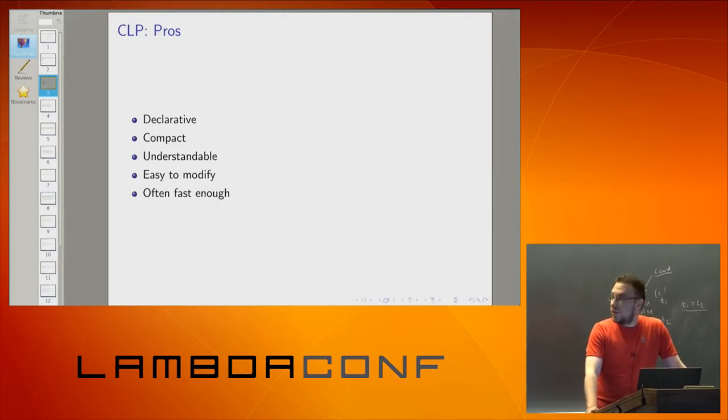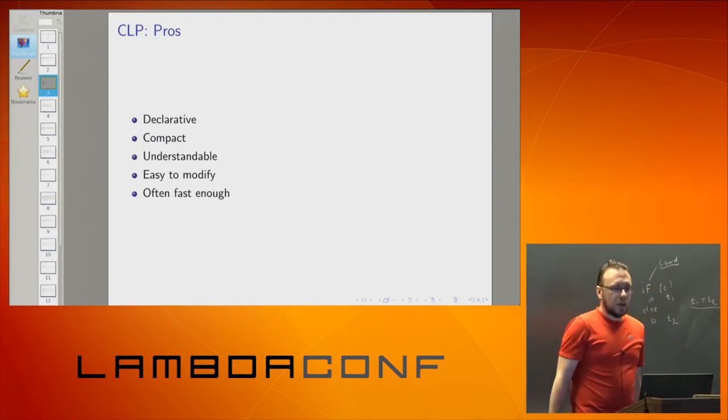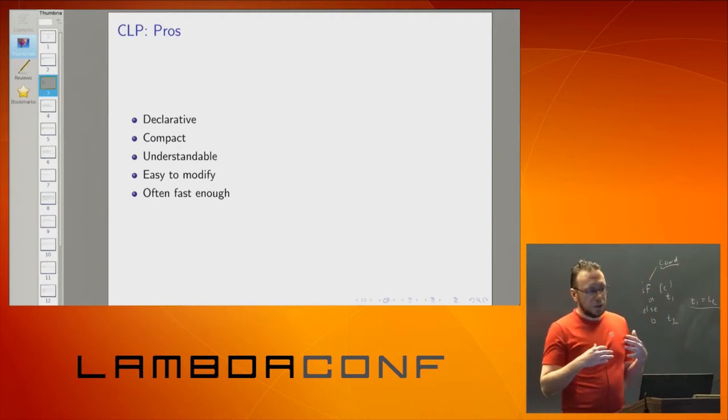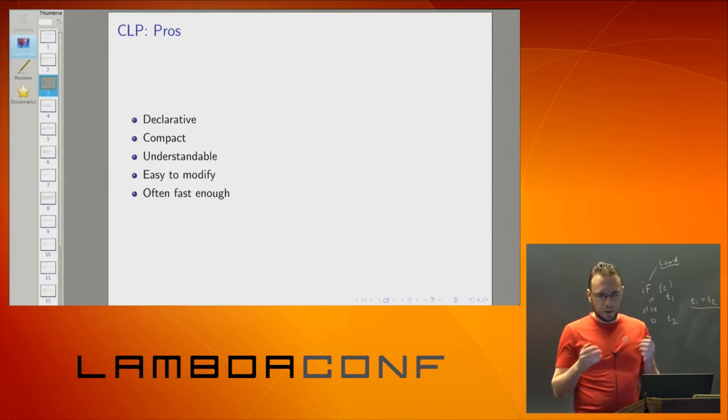And often it's fast enough. Algorithmic asymptotic complexity is usually exponential for constraint logic programming. But in practice, there is a lot of pruning, and you do not look at every possible node in the search tree. So it's fast enough for many applications.